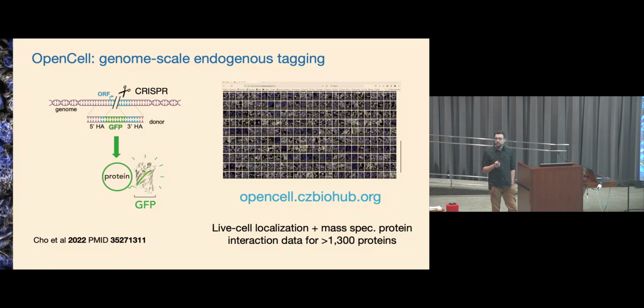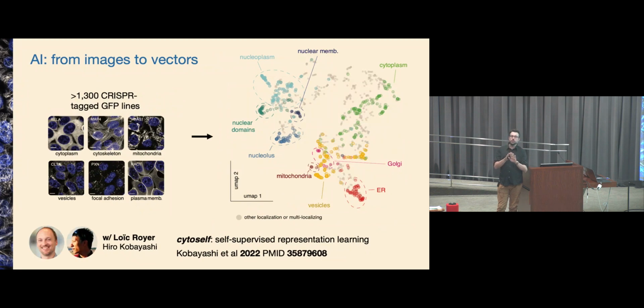But using all of this image data, one of the questions that we were really excited to address was, what kind of functional relationships can we infer between 2 proteins just by comparing their subcellular localization? To do that, we were super lucky to collaborate with my colleague Loïc Royer at the Biohub and his postdoc Hero. And together we built a self-supervised deep learning model to transform the information in these images into latent space, a vectorial space in which we could do math and clustering, and so forth. All of this is published, so I'm not going to go into the detail, but let me show you some of the results that we could achieve with this.